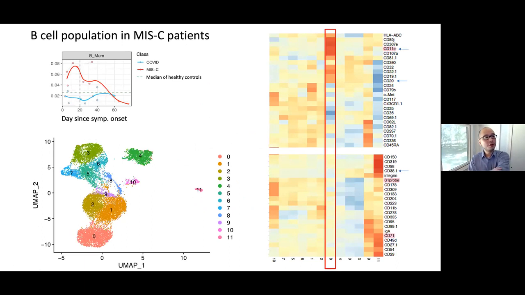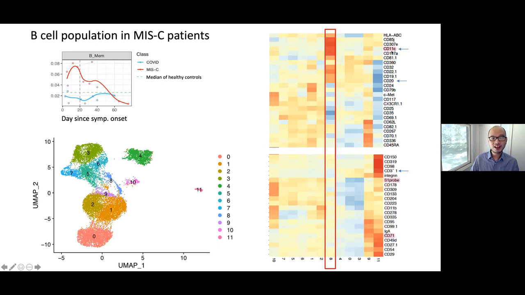So one last thing I want to highlight is the B cells in MIS-C patients. We noticed that the level of memory B cells is significantly higher earlier in the disease course, and then they start to lower. But take this with caution, because the numbers are relatively small. When you further cluster the B cells, it reveals multiple subsets. And one of them that looks quite interesting to us is cluster 8.